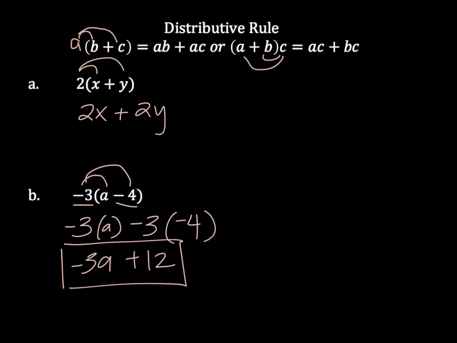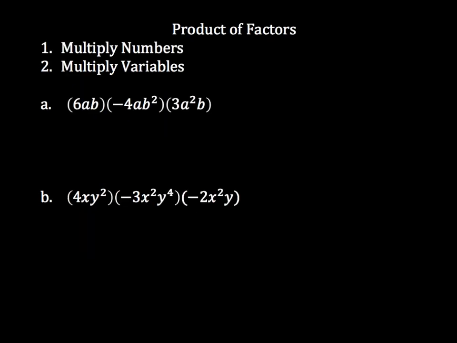This first one's really easy, so we'll just move on to one a little bit harder. We're now looking at products of factors. So there are 2 steps. First, we're going to multiply the numbers and then multiply the variables. So looking at letter A, we have 3 different factors here. First thing I'm going to do is multiply all the numbers together. So this is essentially going to be 6 times -4 times 3. And then each of the variables will multiply together.